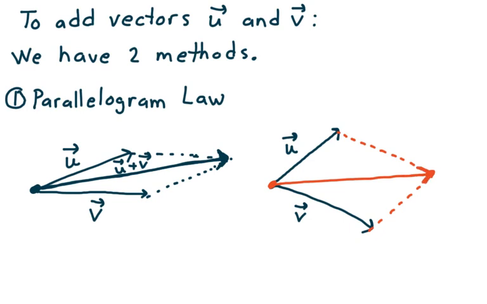And I claim this is U plus V. So the diagonal of this parallelogram will be U plus V. And that's how you can add two vectors geometrically using the parallelogram law.